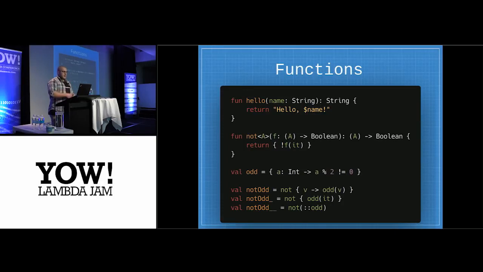They can be generic. They can be passed around by either construction or reference. So on this slide, we have the function not, which is generic in A, takes a function and calls it. We then provide notOdd_ and notOdd__ as 3 ways of showing how you can pass functions around. The first one, we pass a function by construction.